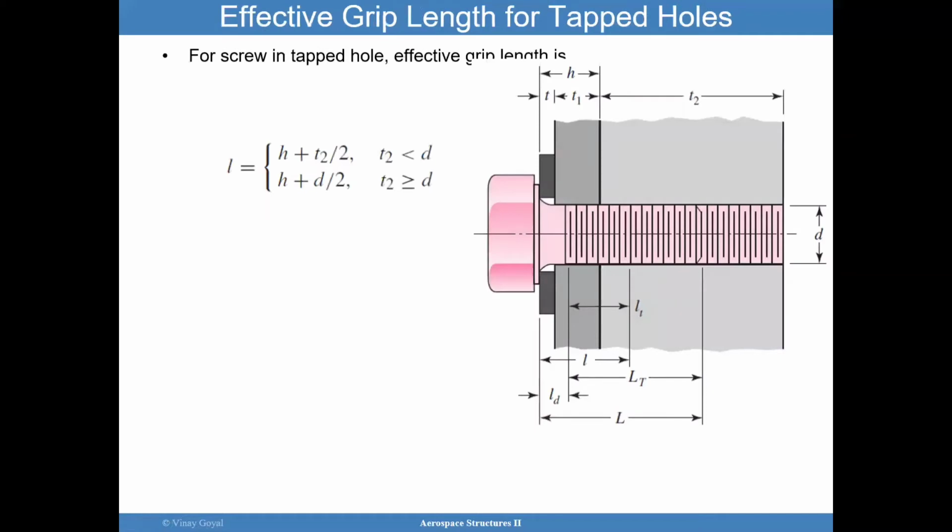Here's more information about the screw in tapped hole. The effective grip length, again, is provided and is standardized, where T2 is the thickness of your second plate, and H is the distance between the washer and the first plate. So then you can use these formulas to calculate the effective grip length, which will start at the bolt head, all the way down here.